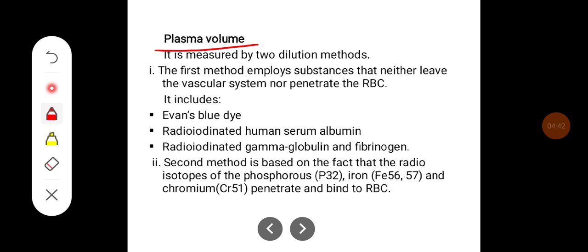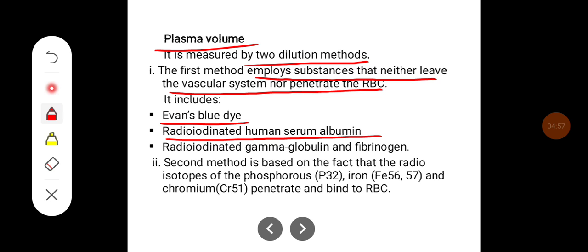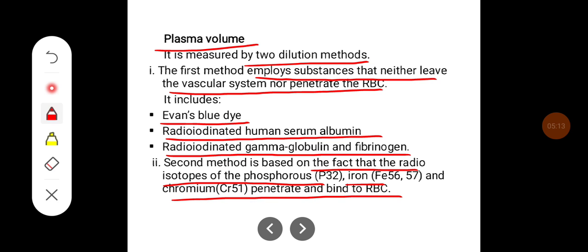Plasma volume. It is measured by two dilution methods. The first method employs substances that neither leave the vascular system nor penetrate RBC, which are Evans blue, iodinated human serum albumin, and also radioiodinated gamma globulin and fibrinogen. The second method is based on the fact that the radioisotopes of phosphorus, iron, and chromium penetrate and bind to RBC.